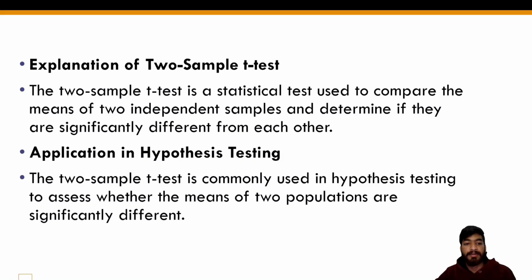Two sample t-test. Explanation of two sample t-test. The two sample t-test is a statistical test used to compare the means of two independent samples and determine if they are significantly different from each other. Application in hypothesis testing. The two sample t-test is commonly used in hypothesis testing to assess whether the means of the two populations are significantly different.